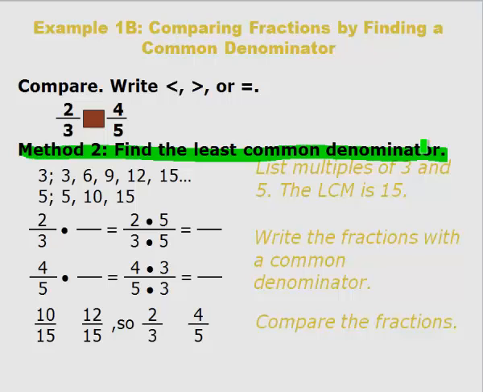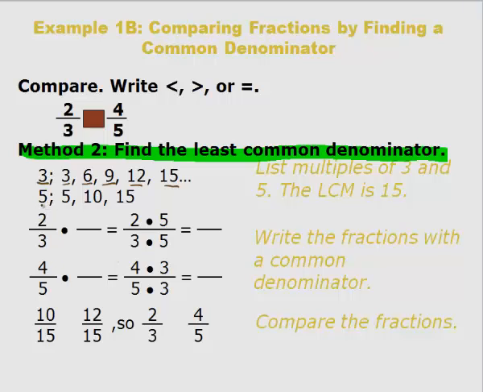Now in the previous method, we just found a common denominator, and the easiest way to do that was to multiply the two denominators. In this method, our goal is to find the least common denominator. So we take the 3 and we list all the multiples of 3. 3 times 1 is 3, 3 times 2 is 6, 3 times 3 is 9, 3 times 4 is 12, 3 times 5 is 15, etc.